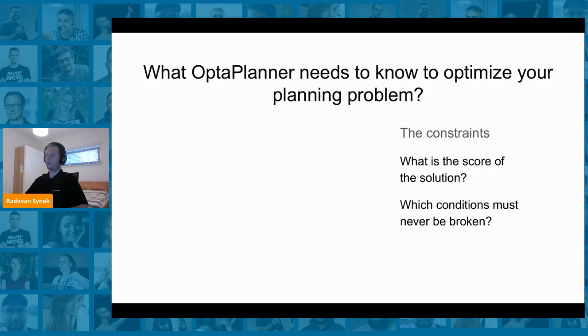Constraints are capable of calculating the score of any solution. To implement our constraints, we can use the Constraint Streams API, which is a Java API inspired by both Java 8 streams and the SQL syntax. When we are designing our constraints, we also have to choose which are hard and which are soft.